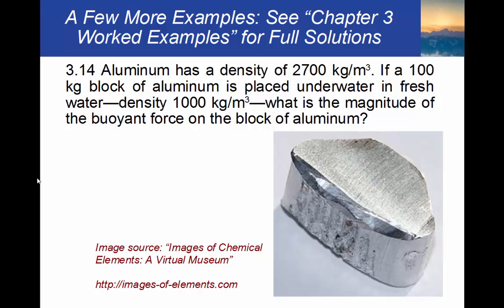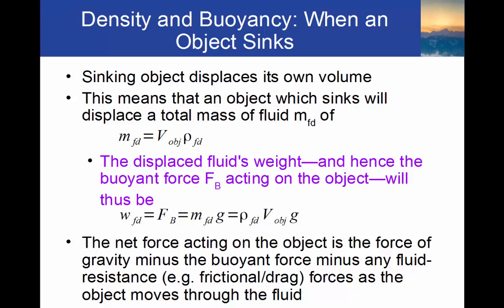Now suppose that you have a chunk of aluminum. So the density of aluminum is known, and maybe we know that it's a 100 kilogram block of aluminum. And it's initially suspended underwater and then released, and it's in fresh water. And what we want to know is, what's the magnitude of the buoyant force on this block of aluminum? And for that matter, is this aluminum going to float or sink when this buoyant force is applied?